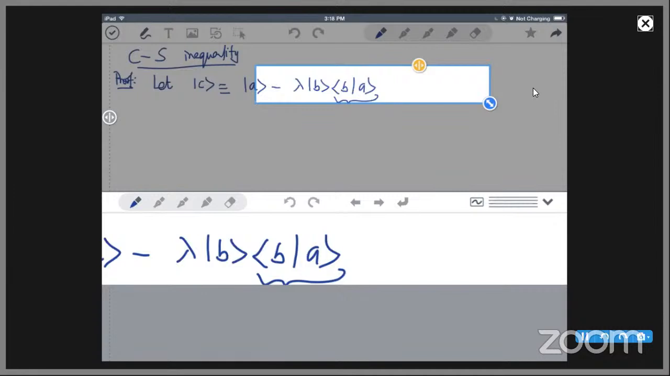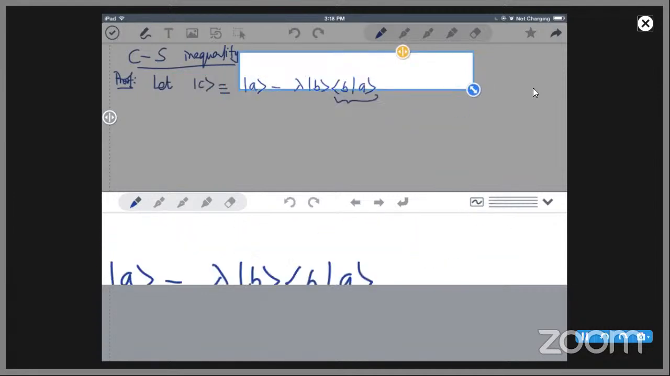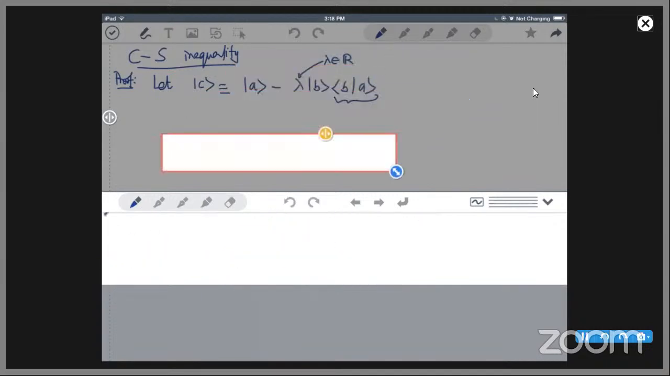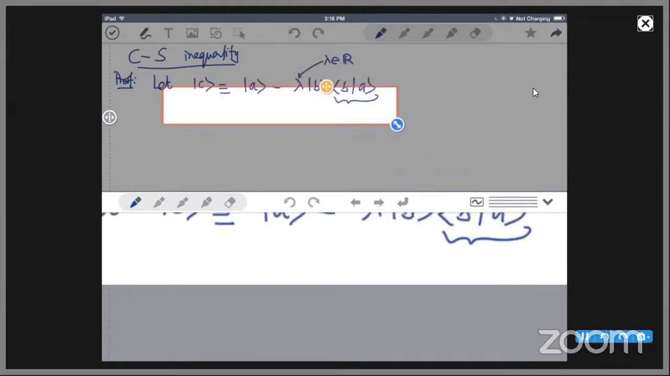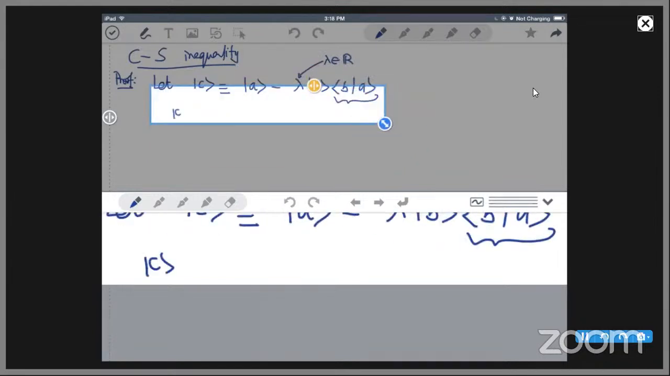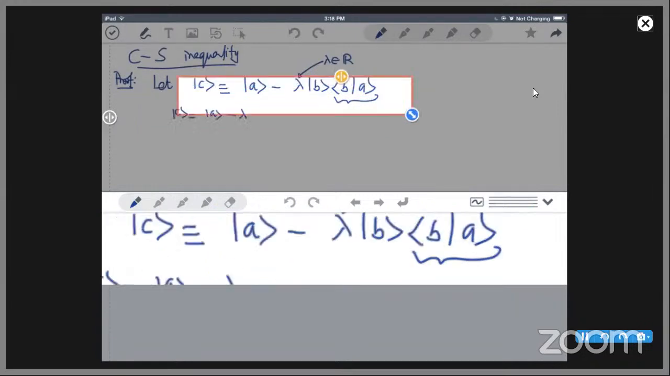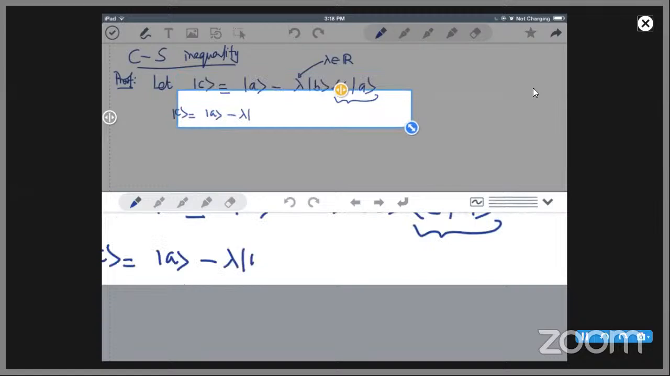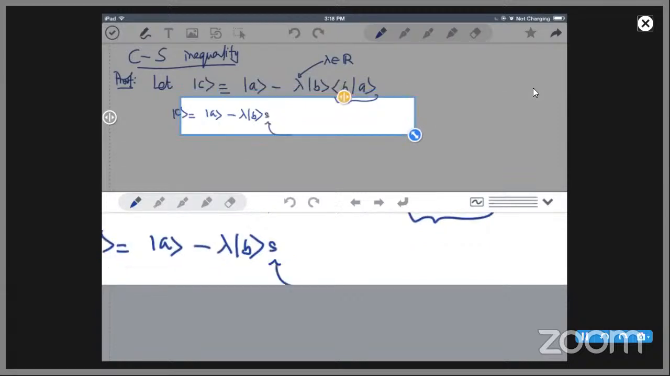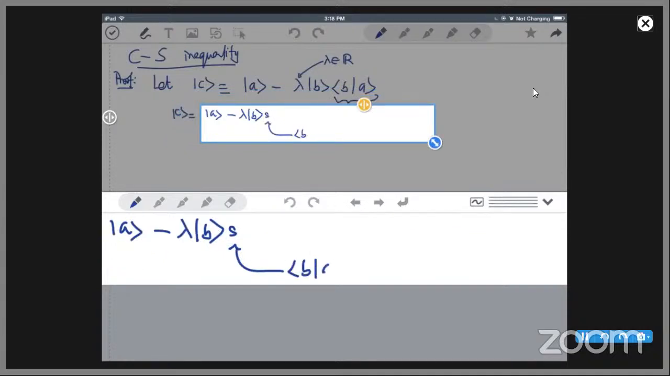So you have an idea how this construction comes. But in essence, this lambda is a number, a real number. It can be positive or negative or zero, it is a real number. Another way I can write this, I can say C is A minus lambda times B times something, let's call it S. And then this S is your scalar product BA.